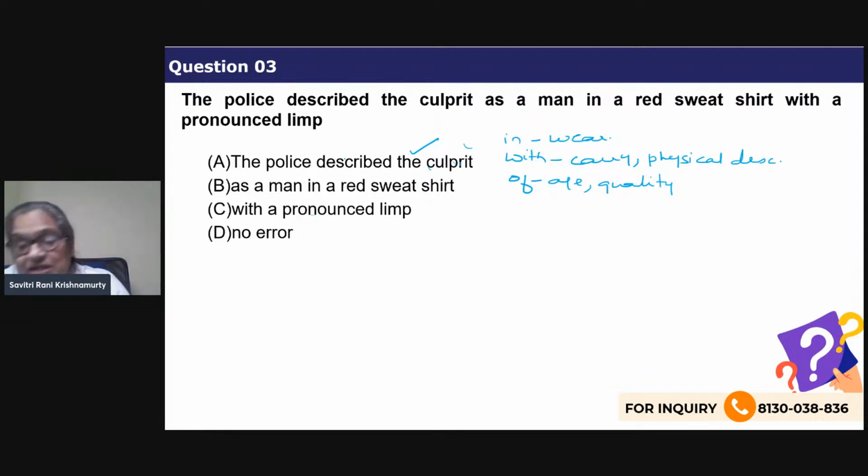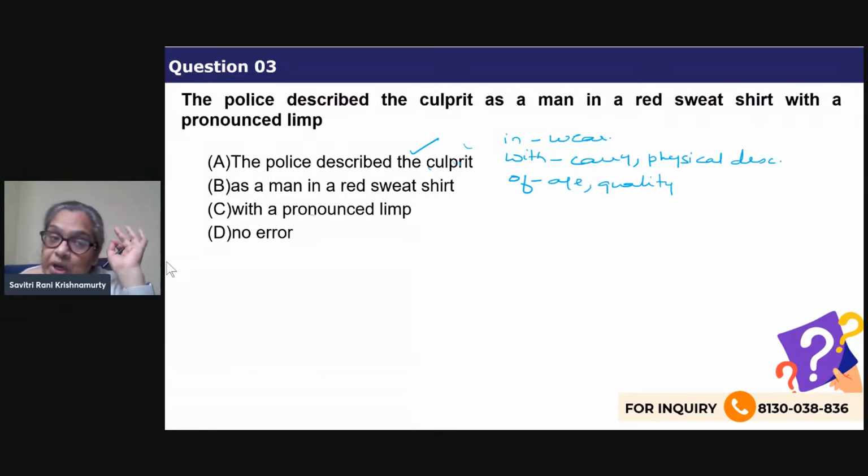Suppose the man was carrying a red sweatshirt, then "with a red sweatshirt" is correct. But here it's clear. There's nothing wrong in saying "in a red shirt." You'll say the lady in the white top. If you're wearing a black t-shirt, I'll say the boy in the black t-shirt. That's why our cricketers are called men in blue. That's why that famous movie is called Men in Black.